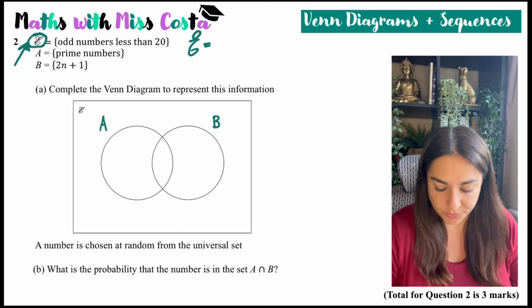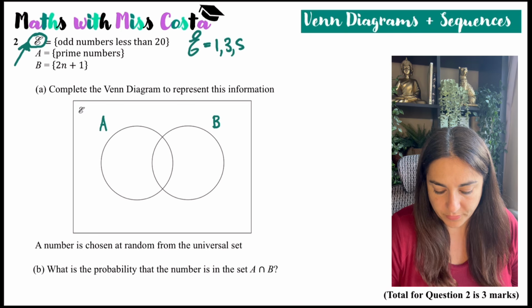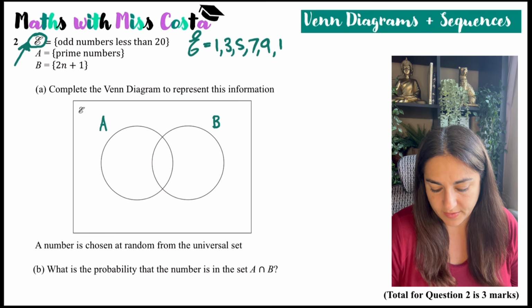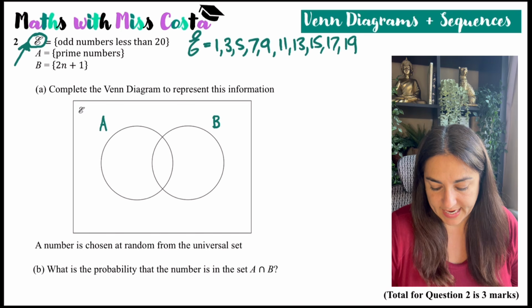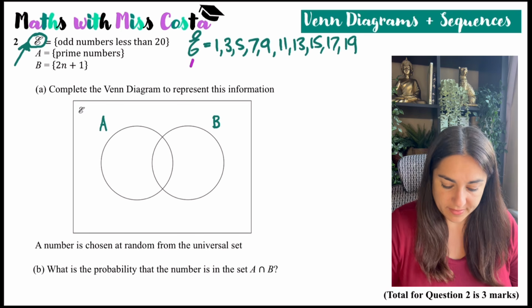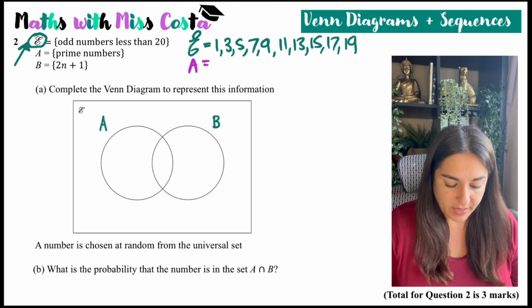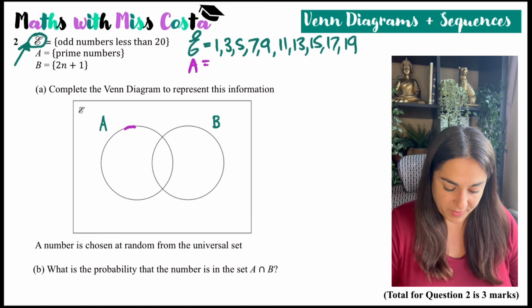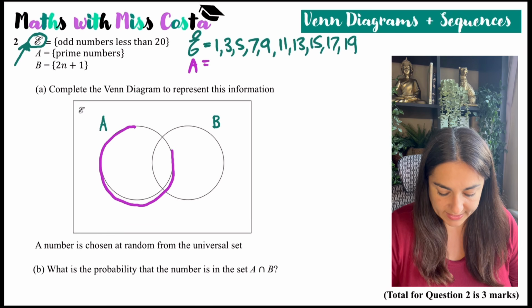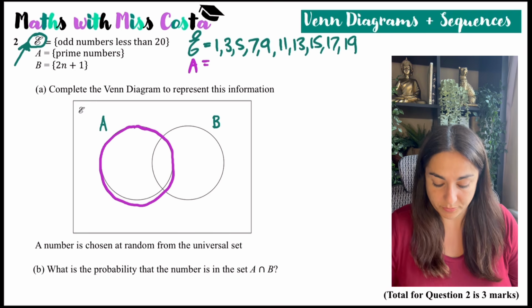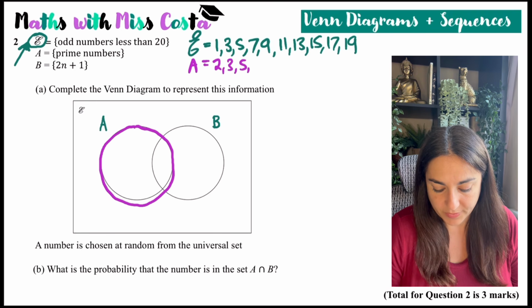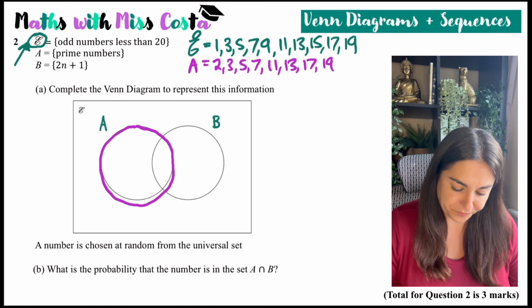So it's the odd numbers less than 20. So that would be 1, 3, 5, 7, 9, 11, 13, 15, 17, and 19. And then for set A, what can exist within set A, which is this circle here, are the prime numbers. So the prime numbers are 2, 3, 5, 7, 11, 13, 17, and 19.